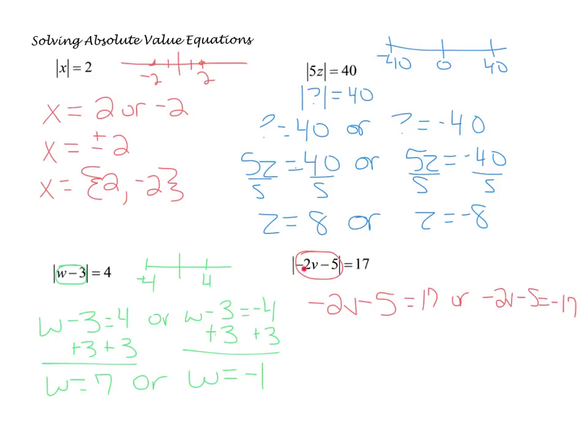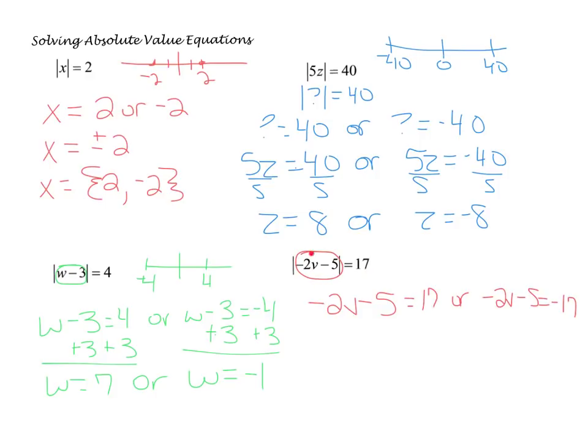Also notice, no sign here changed. It was 2v minus 5 in the absolute value. It's 2v minus 5 when we're solving. We're not taking the absolute value of 2v minus 5. We're asking what has an absolute value of 17.